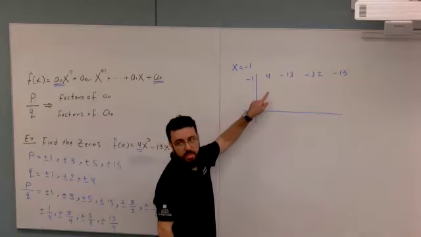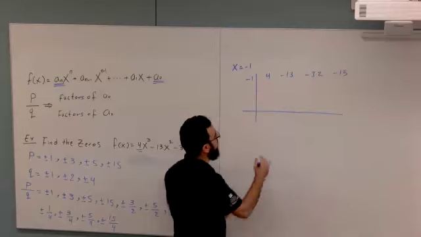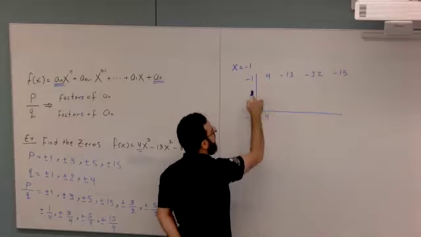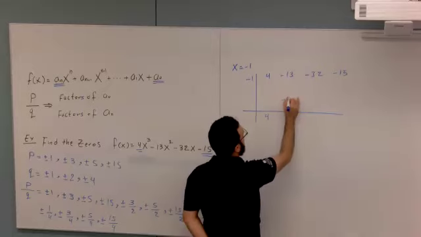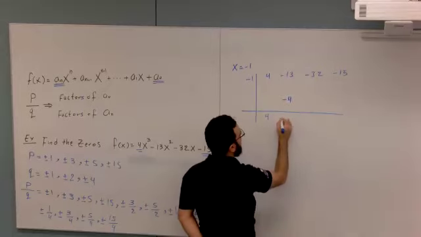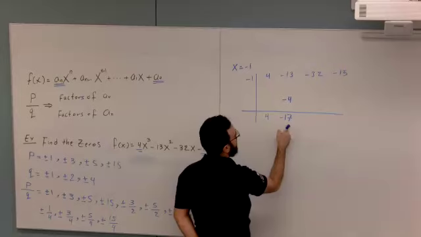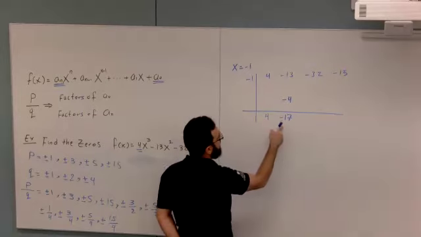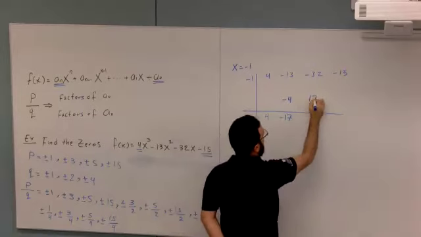Now, do you still remember the synthetic division? We're going to bring down the 4. -1 times 4. Add these together, -17. Now, -1 times -17. Add these.